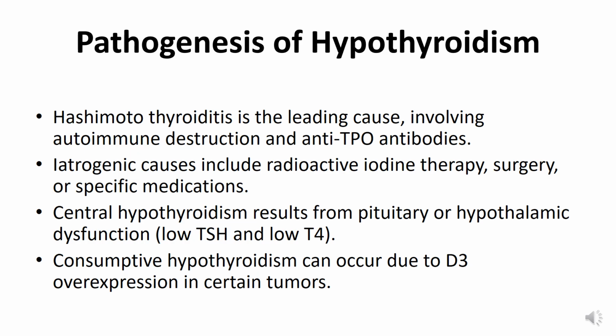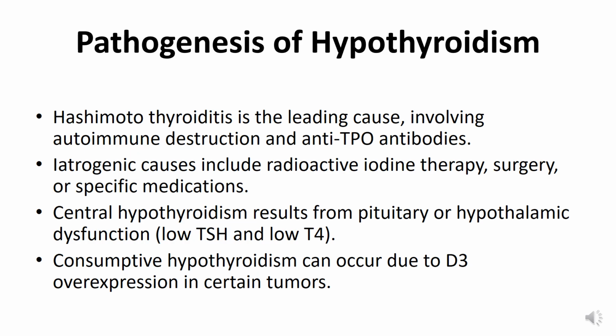If the pituitary cannot produce enough TSH, or the hypothalamus cannot produce enough TRH, thyroid hormone production falls. Laboratory testing typically shows both low TSH and low T4 levels. This pattern differs from primary hypothyroidism, where TSH is usually elevated.